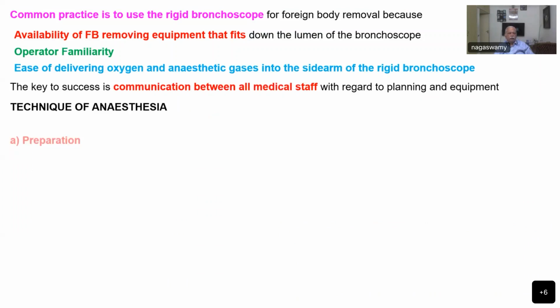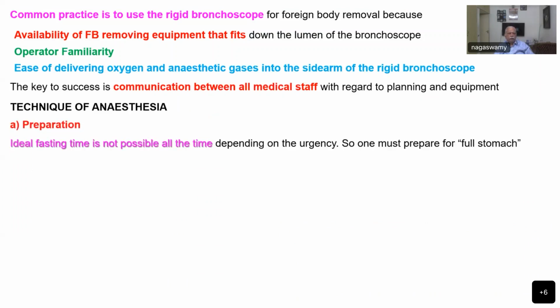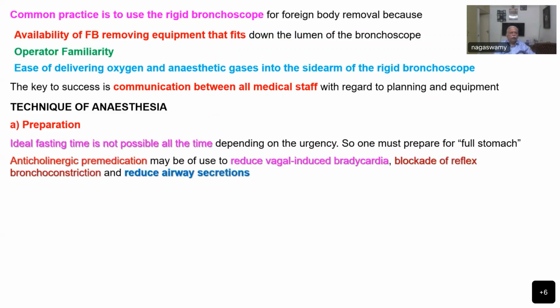And technique of anesthesia, one is preparation. We can't expect an ideal fasting time, depending upon the emergent nature of the foreign body, where it is lodged and how severe the obstruction is. You have to sometimes accept the baby even with a full stomach. If it has eaten something and then aspirated the foreign body, you can't ask the baby to wait. So you have to accept the full stomach situation and be prepared for that.